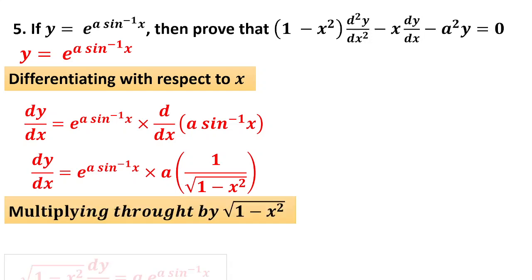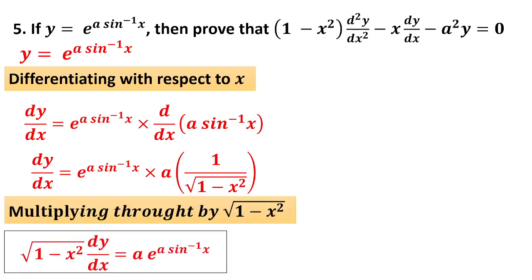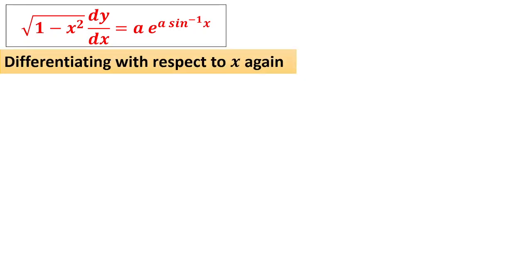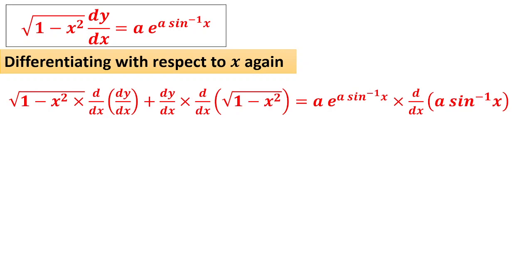Therefore multiply throughout, it will become square root of 1 minus x squared into dy by dx is a into e power a sin inverse x. Let us continue. This is to be differentiated again using the uv form on the left hand side. Keep root 1 minus x squared, differentiate dy by dx, plus keep dy by dx and differentiate root 1 minus x squared. Right hand side differentiation once again: a into e power a sin inverse x into d by dx of the power, that is a sin inverse x.